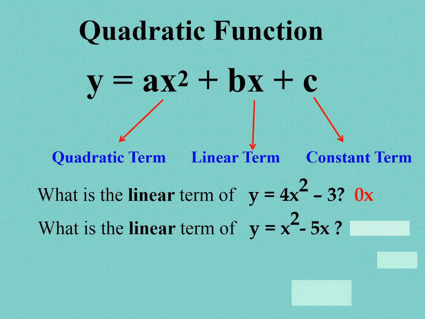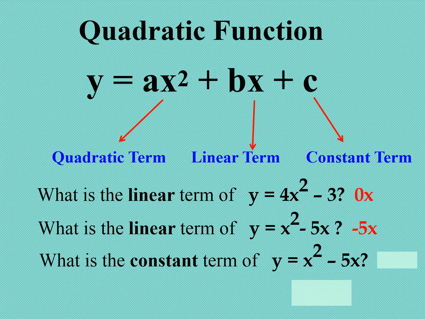Next, what is the linear term of y is equal to x squared minus 5x? Okay, so our linear term there is negative 5x. Next, what is the constant term of y is equal to x squared minus 5x? Since we don't have a constant term there, we will just put it as 0.